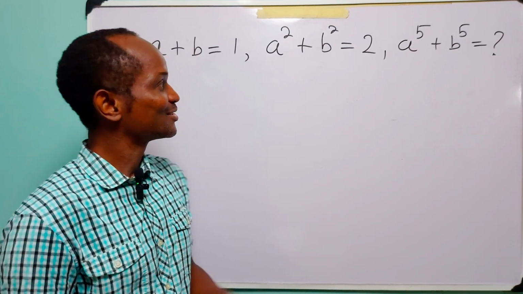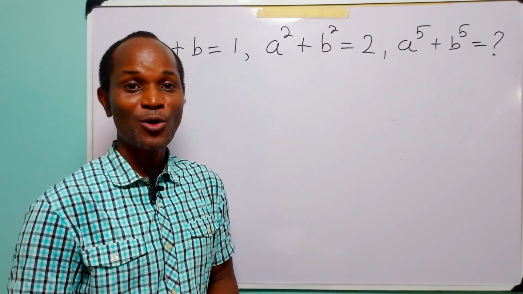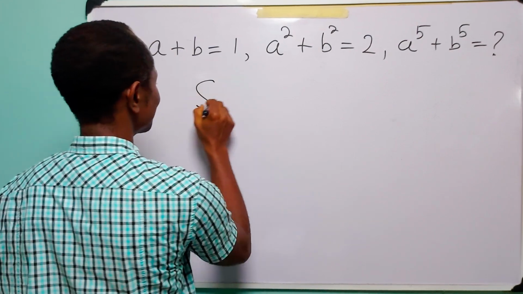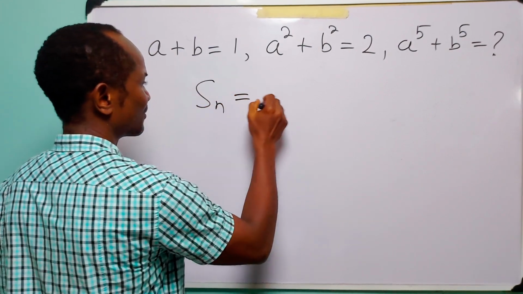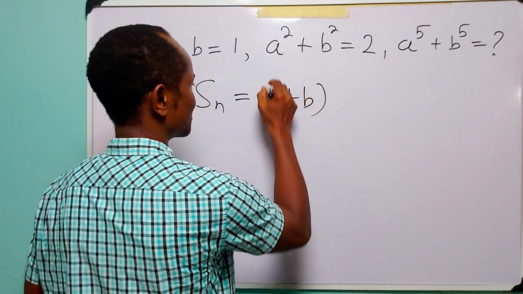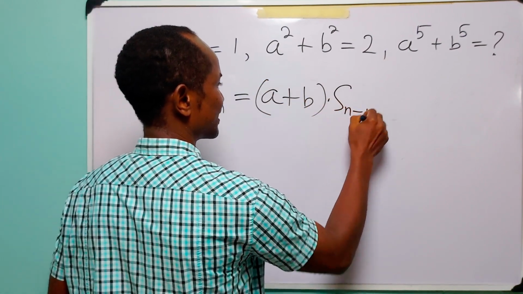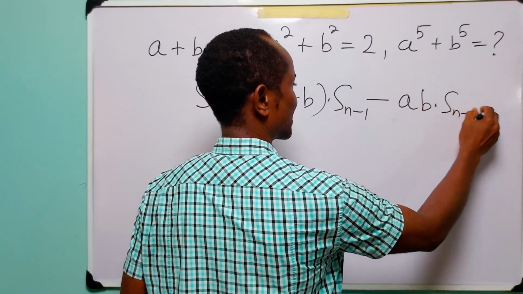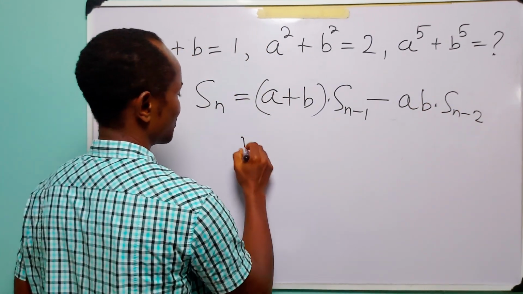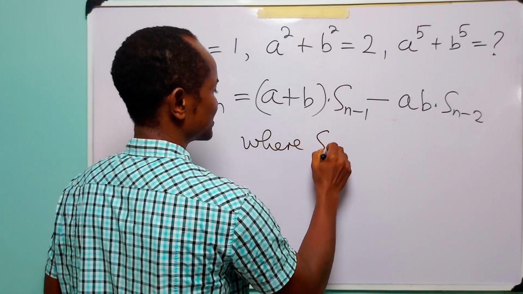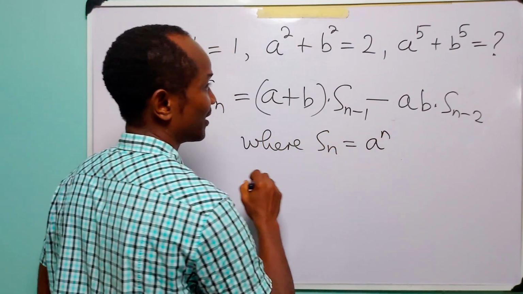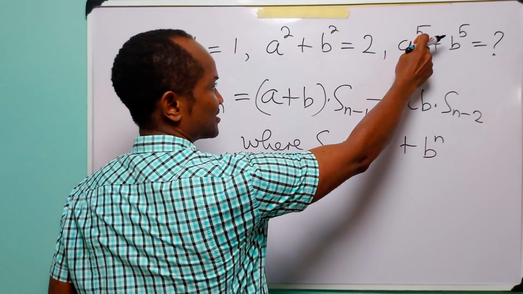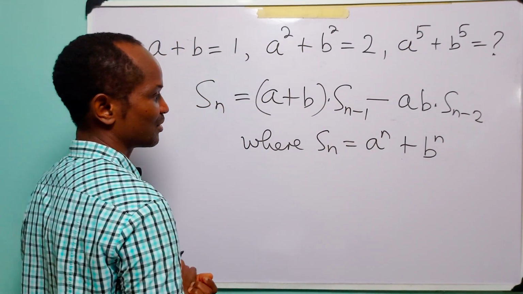Hello and welcome. To solve this problem, we will use the recurrence identity for symmetric sums. That is this identity: Sn is equal to (a plus b) multiplied by Sn minus 1, minus a times b multiplied by Sn minus 2, where Sn is equal to a to the power n plus b to the power n. Of course, in our case, you can see that n is equal to 5.